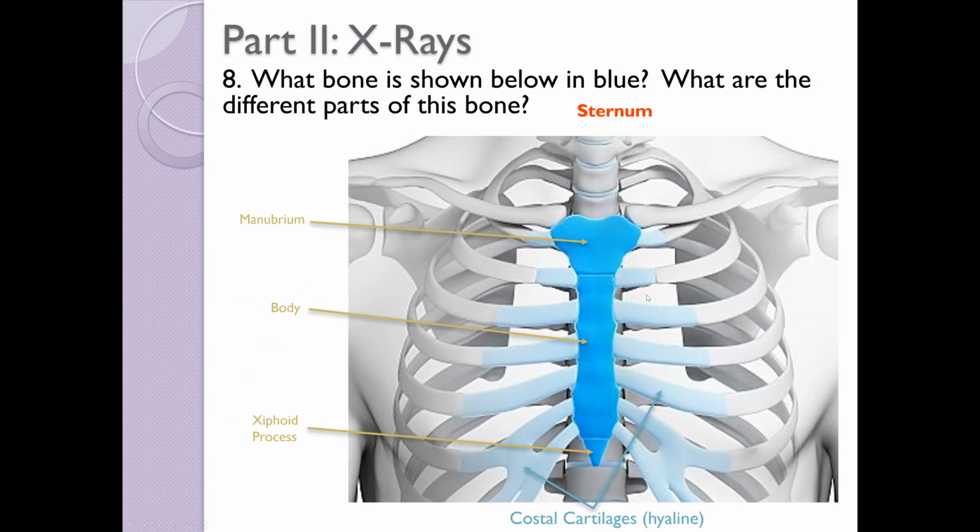Notice that the light blue areas in this picture are your costal cartilages that connect the ribs to the sternum, and these are composed of hyaline cartilage.